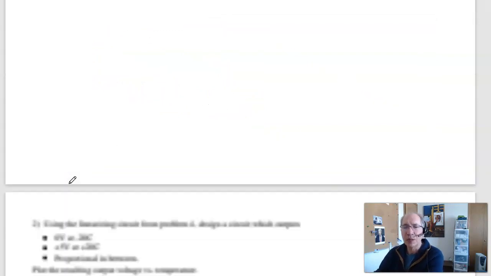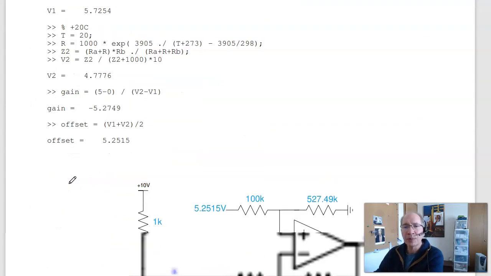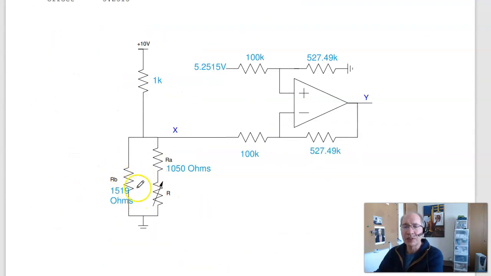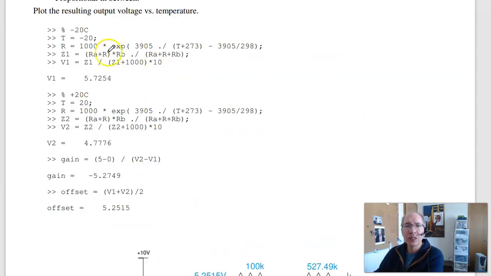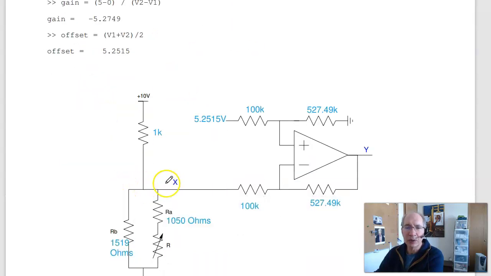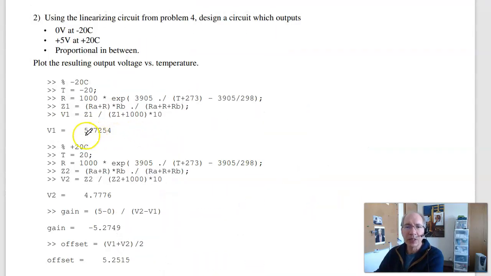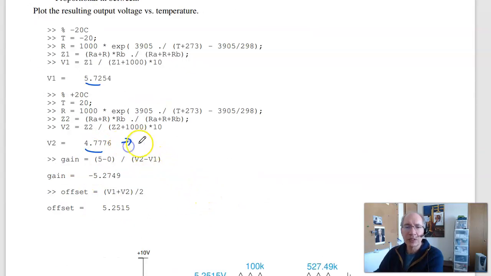That's problem 1. Problem 2 says, okay, now that I have a linear resistance, come up with a circuit that outputs 0 to 5 volts as temperature goes from -20 to +20. So here's the impedance at -20, and the voltage from my voltage divider becomes 5.7 volts. At the other point is 4.7 volts. So I want this to go to +5 volts. I want this to go to 0 volts.